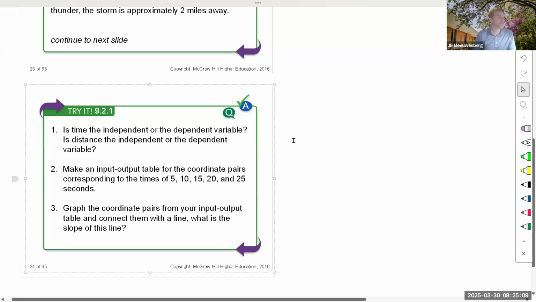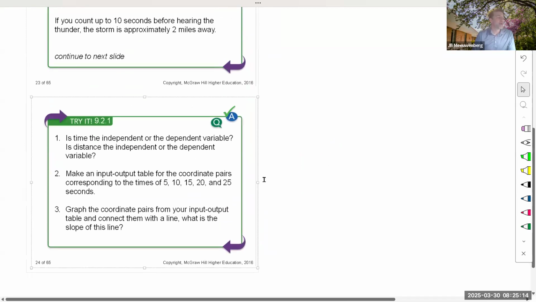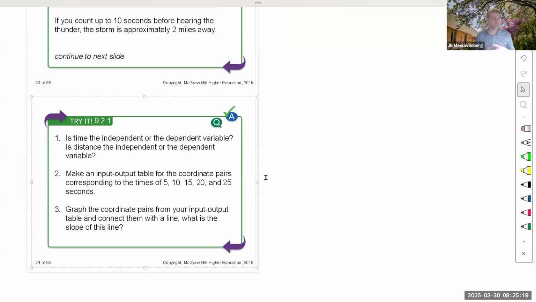I'm just going to move this up. So a couple questions. The first one, is the time and is the distance independent or dependent? Which one's the independent variable and which is the dependent variable? Then make an input and output table like we did to start this section with the blocks, corresponding to the times of 5, 10, 15, 20, and 25 seconds. And then finally, sketch a graph of what those coordinate pairs would look like and connect them with a line, and then determine what the slope of that line is.